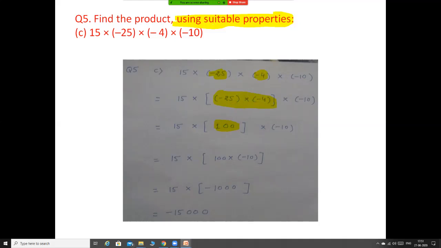Now last one is minus 10. When this 100 is multiplied with minus 10, again what happens? Minus 1000. Okay. Now 15 into minus 1000, answer is minus 15,000. So you find here, there is no need of rough calculation. Very simply we can solve the questions. This is the part number C of question number 5.